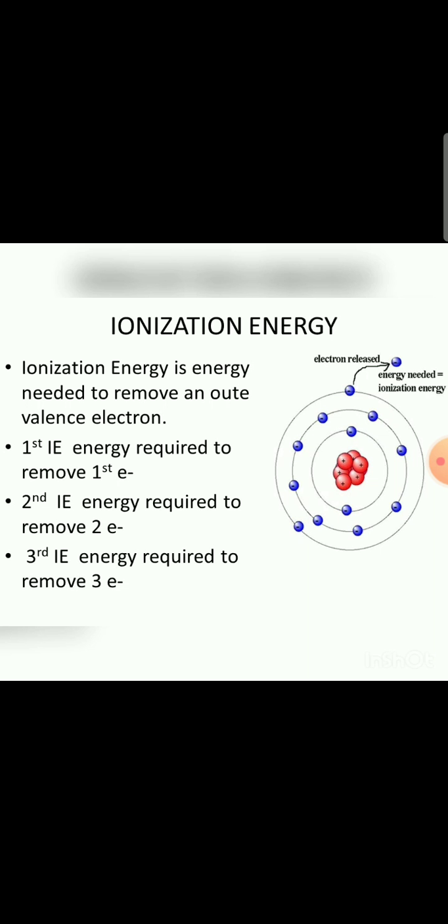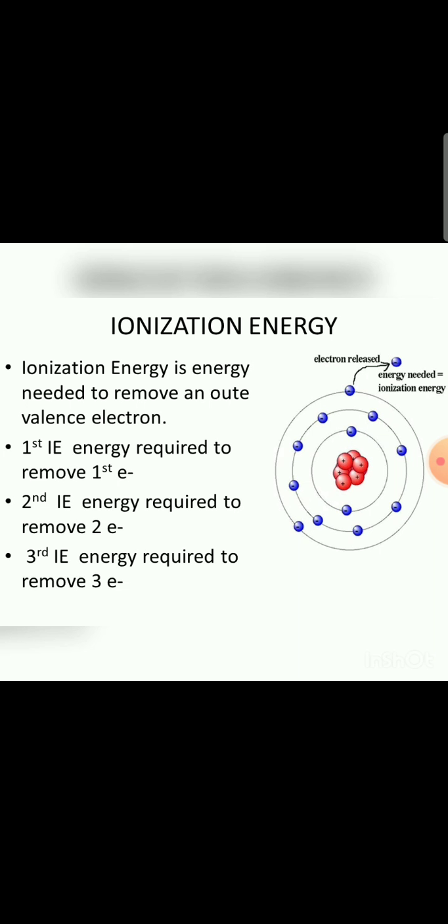What is ionization energy? Ionization energy is the energy needed to remove an outer valence electron. The R is missing in outer, I am sorry for the spelling mistake. You can see here the red color ions present in between are protons. The blue color ones are negative electrons. The energy required to remove the blue color electron is nothing but your ionization energy. Now you can understand ionization energy.